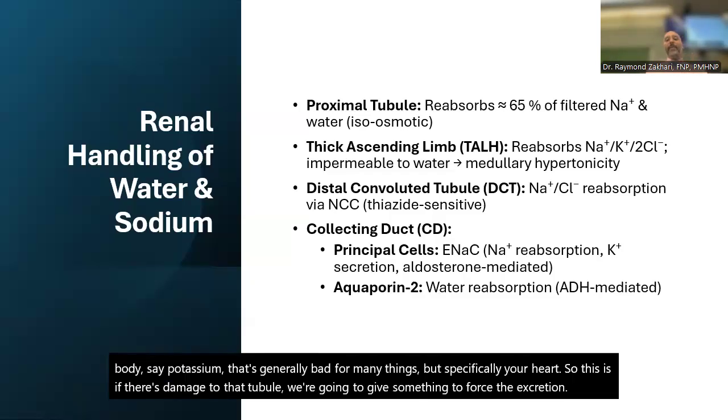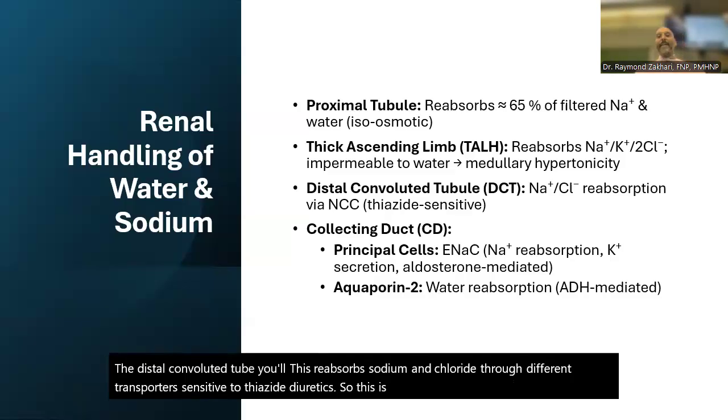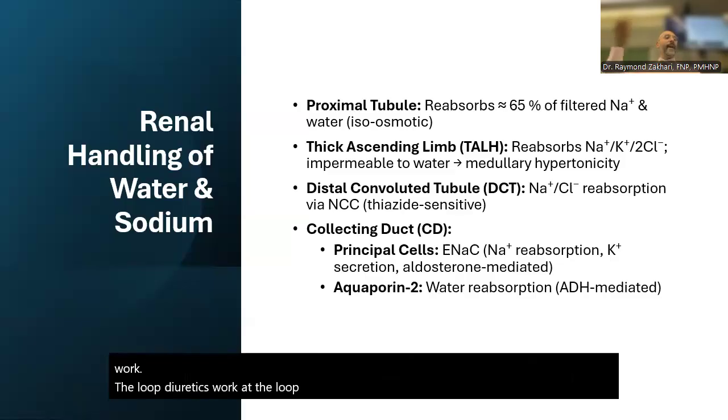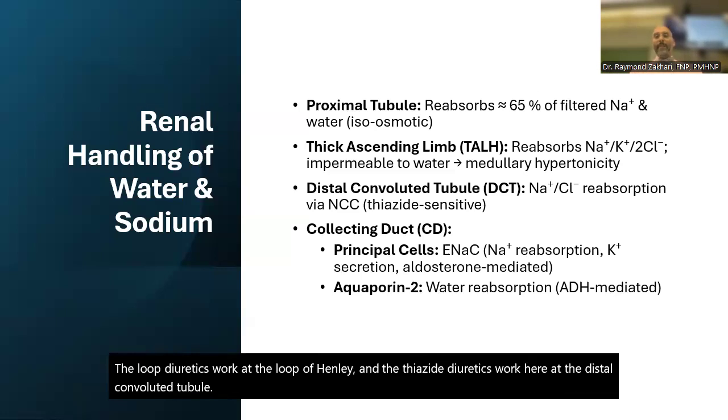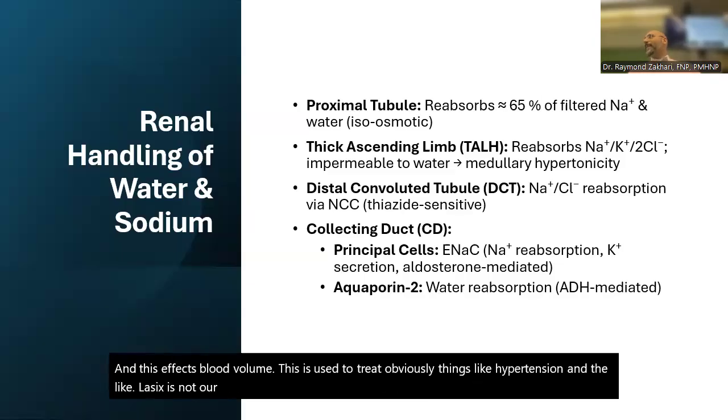The distal convoluted tubule reabsorbs sodium and chloride through different transporters, sensitive to thiazide diuretics. So this is where your hydrochlorothiazide would work. The loop diuretics work at the loop of Henle, and the thiazide diuretics work here at the distal convoluted tubule. And this affects blood volume. This is used to treat, obviously, things like hypertension and the like. Lasix is not our first go-to typically for hypertension.